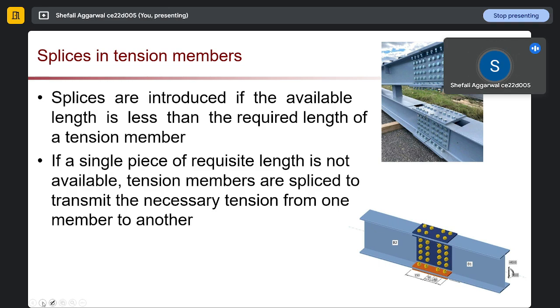So this is what we are using as lug angle now. So next topic is splices in tension member.